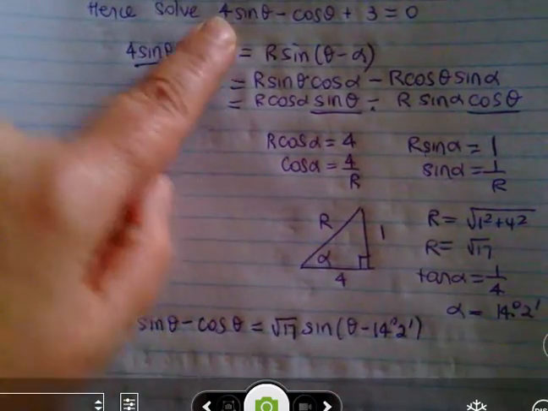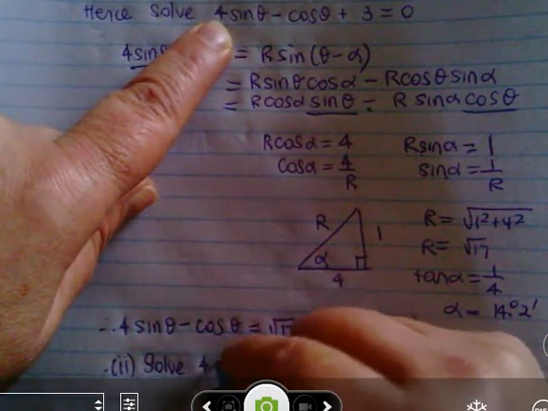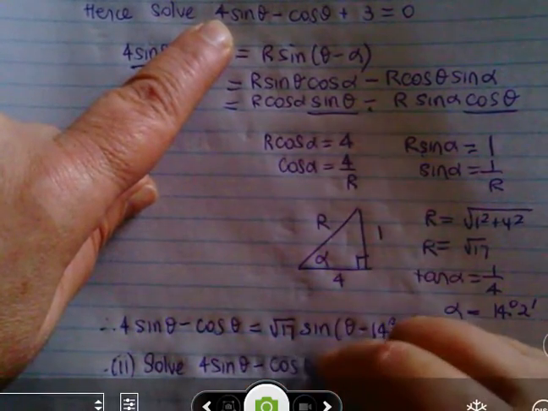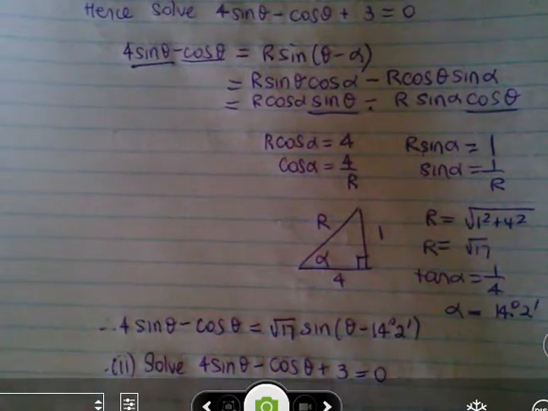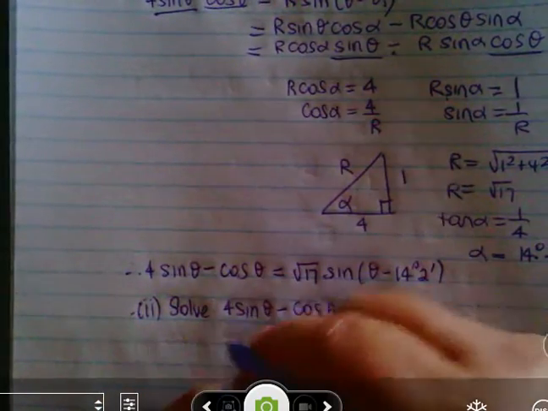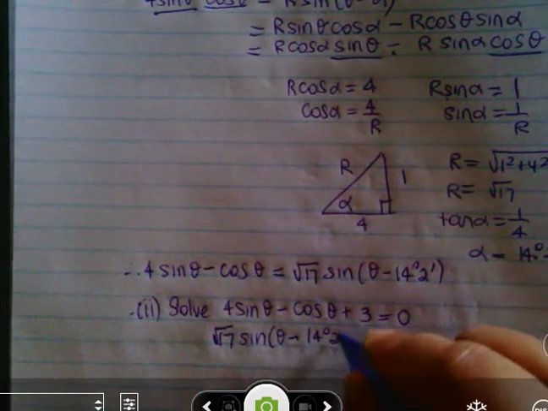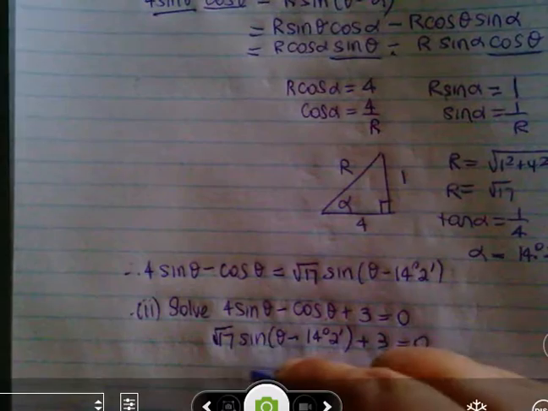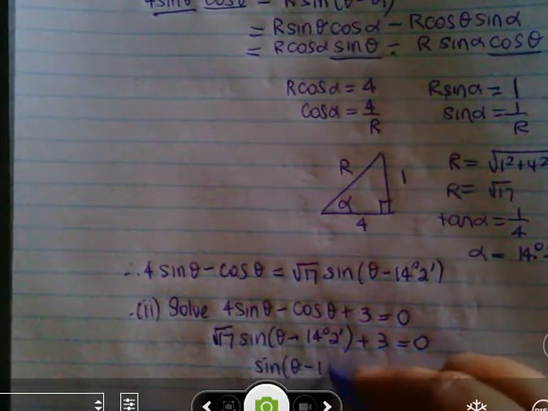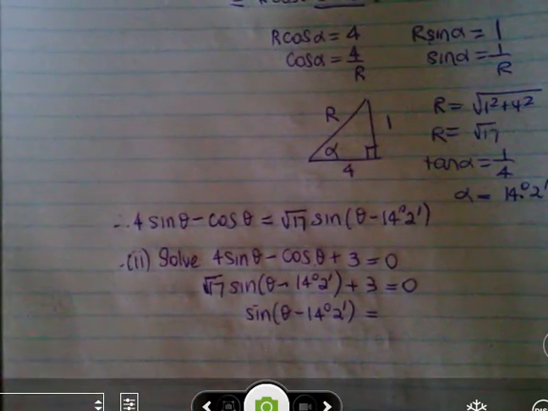And the question is to solve. Therefore, for part 2, to solve 4 sine theta minus cos theta plus 3 equals 0. This one's written slightly different. It doesn't matter that the plus 3's here. Just take it to the other side. So to solve that, we replace the first 2 terms with our expression: root 17 sine theta minus 14 degrees 2 minutes plus 3 equals 0. We just make sine theta minus 14 degrees 2 minutes the subject. And what's that going to equal?